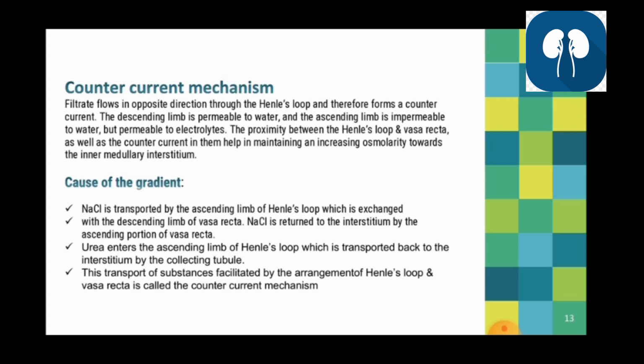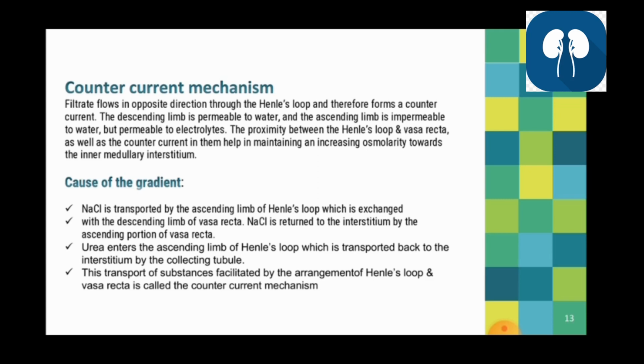NaCl is transported by the ascending limb of Henle's loop, which is exchanged with the descending limb of vasa recta. NaCl is returned to the interstitium by the ascending portion of the vasa recta. Similarly, a small amount of urea enters the thin segment of ascending limb of Henle's loop, which is transported back to the interstitium by the collecting tubule.